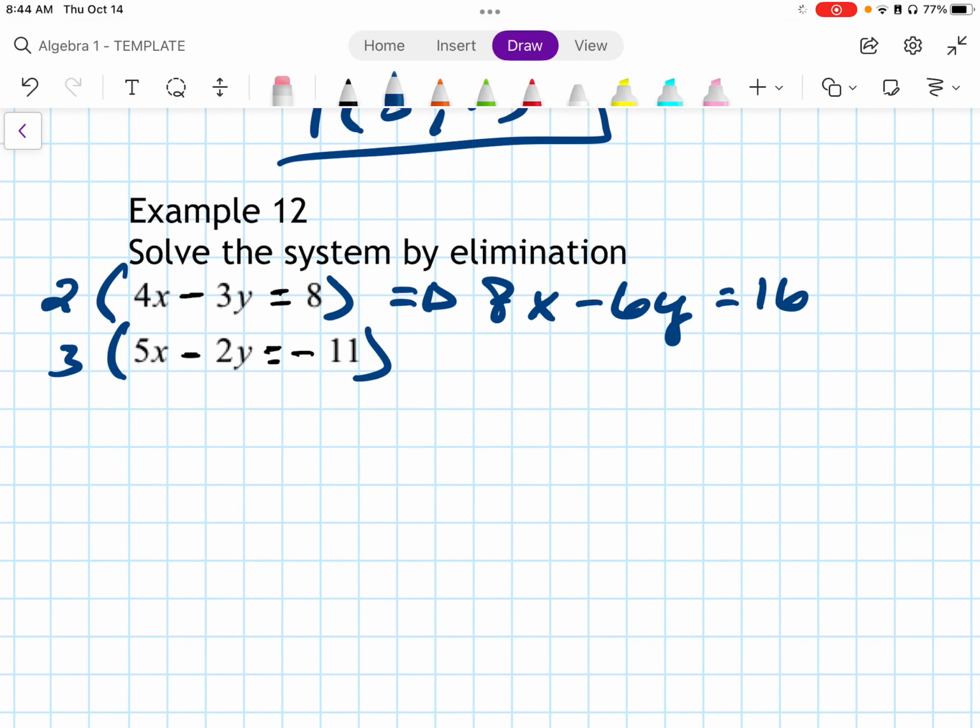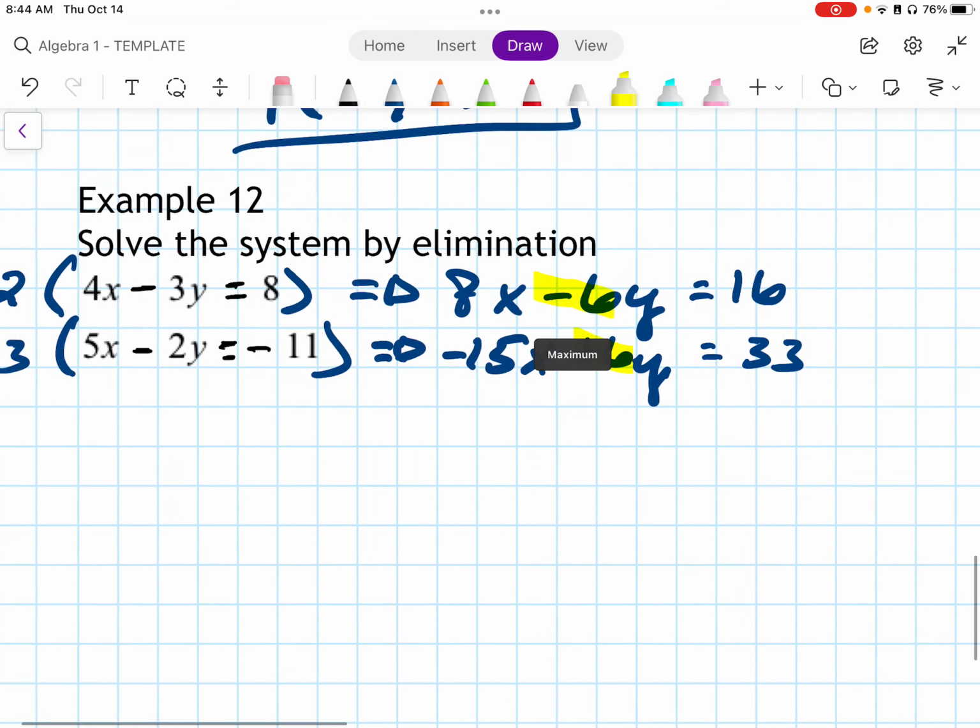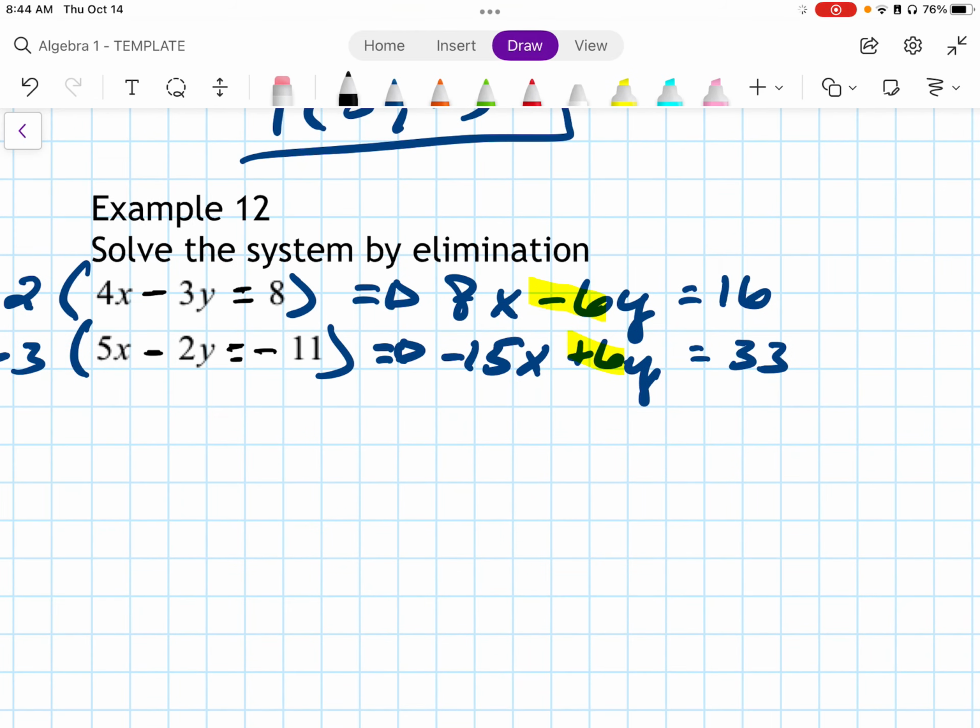And I'm going to do a little bit of a trick here. I'm going to multiply by negative 3 on the bottom. I'll tell you about that whenever I'm done with this. Negative 3 times 5 would be negative 15x. Negative 3 times negative 2 would be positive 6y. And then this would be a positive 33. Now the reason that I multiplied by that negative is so that these two are opposite signs, so that I could just add these together. I think adding the equations is just a little bit easier than subtracting them.